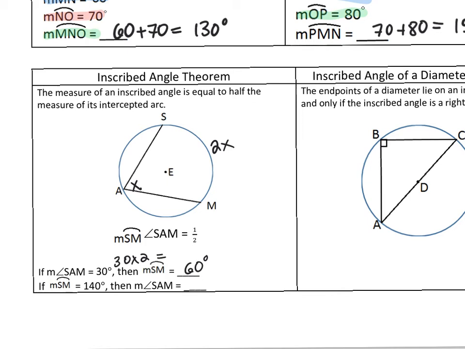Okay, now what if we changed it up? What if arc SM was 140 degrees? What would the angle measure be? Well, 140 divided by 2 gives us 70 degrees.